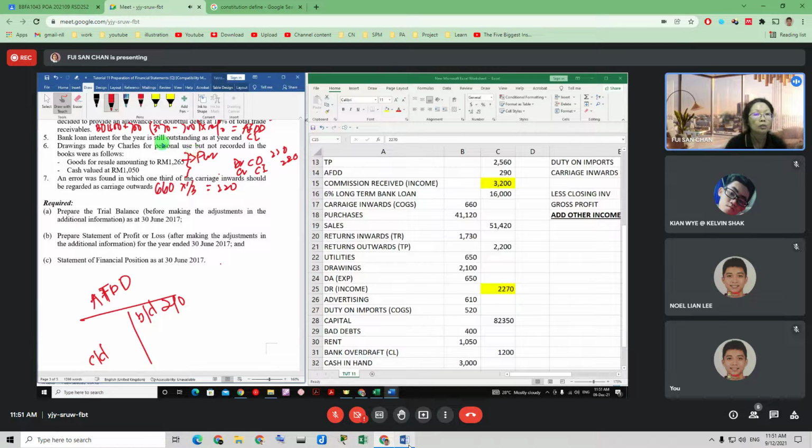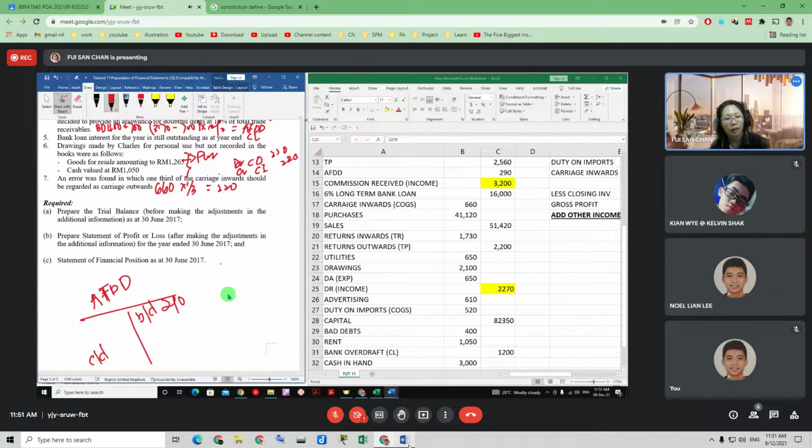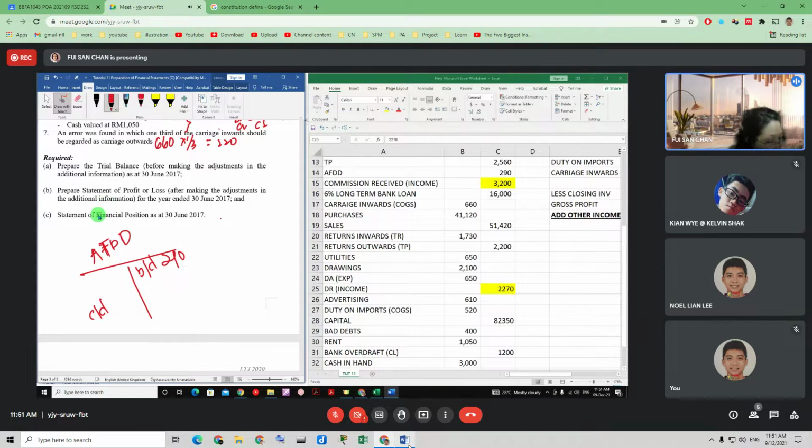Okay, so then you need to calculate your AFDD now. So how much is your current year? How to calculate current year? My working is here. You see my working? Yeah, trade receivable minus the additional bad debt 700 times 10%. So how much? 247. Okay, so meaning our current year should be 247. All right. So increase or decrease? Decrease. Yeah, it's a decrease.